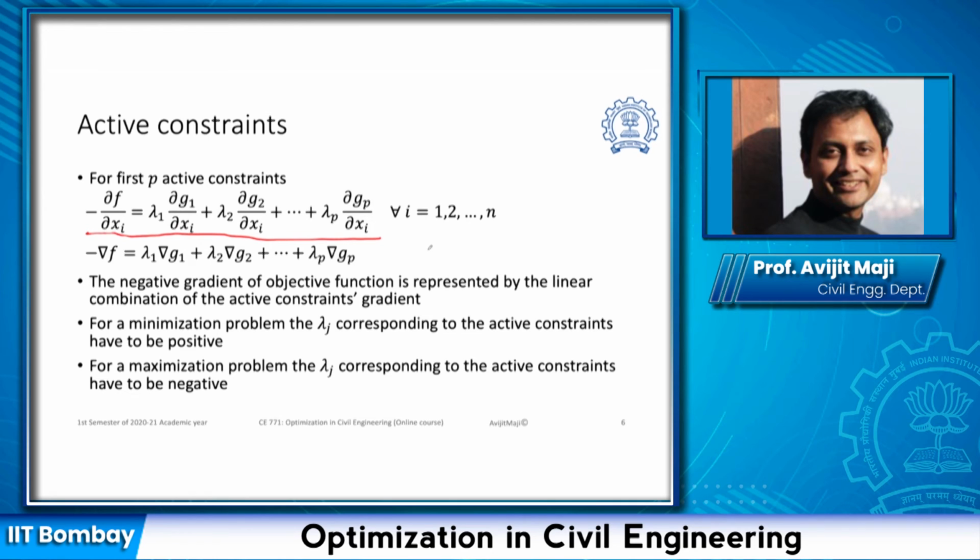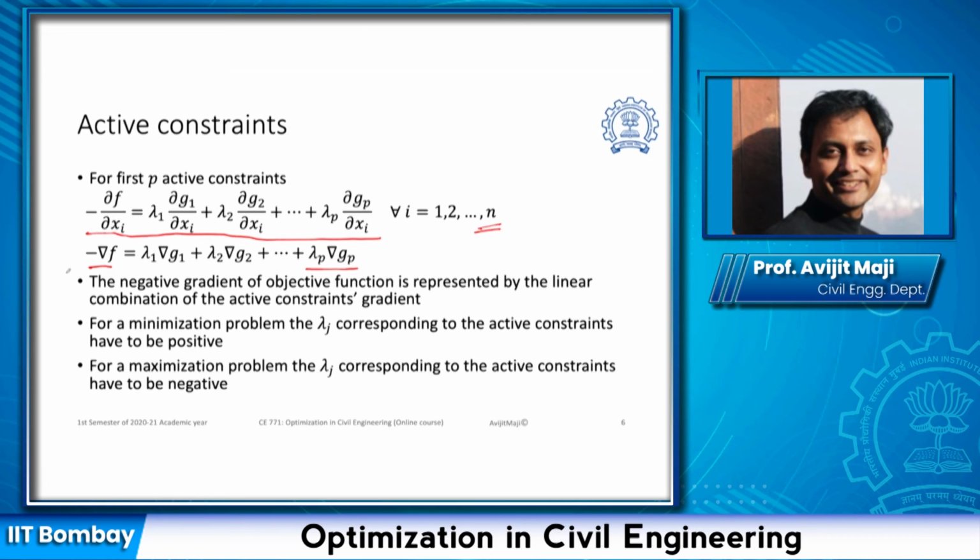So these are only the active constraints. The inactive constraints are not here, and this represents n number of equations. So in a generic form, we can say the negative gradient of f is equal to the Lagrange multiplier with the gradient of the first active constraint, the second Lagrange multiplier with the second active constraint, and so forth, and a total of p number of active constraints.